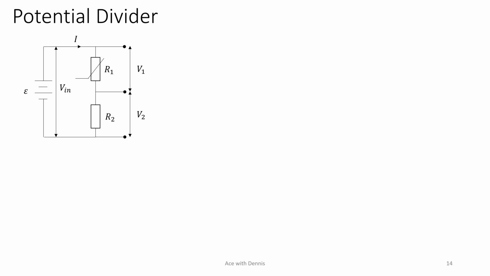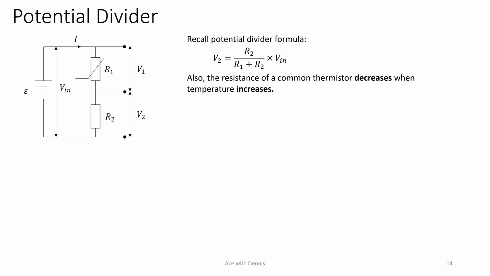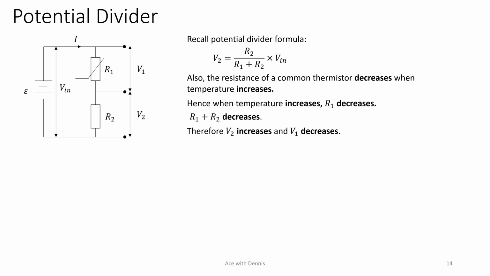So now let's look at this diagram. We connect the thermistor as the first resistor. Recall the potential divider formula. V2 equals R2 over R1 plus R2 times V in. Also, the resistance of a common thermistor decreases when the temperature increases. Hence, when the temperature increases, R1 decreases. So the total resistance R1 plus R2 decreases. Therefore, V2 increases and V1 decreases.